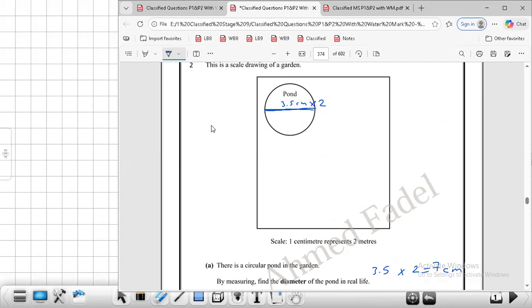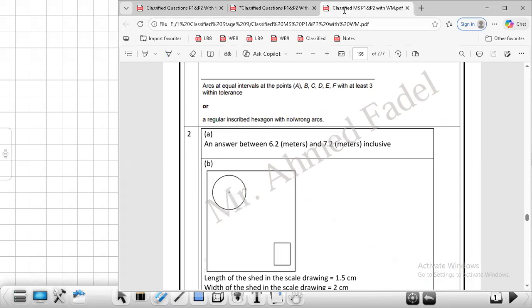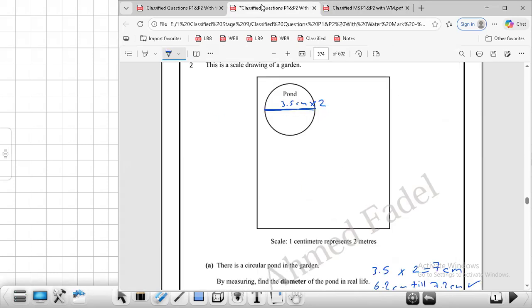And if you have a different measurement, anything between 6.2 and 7.2 is accepted. If you go to the mark scheme, here you go, you're going to find it saying anything in between 6.2 and 7.2 meters inclusive, which means 6.2 is included and 7.2 is included as well. Okay, let's continue.